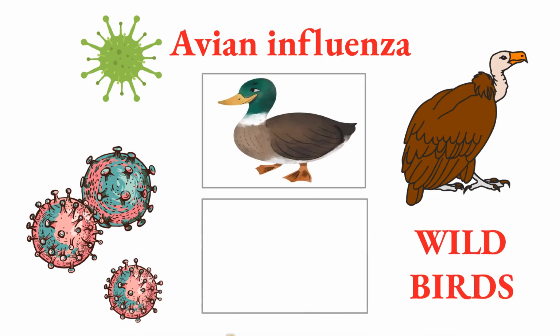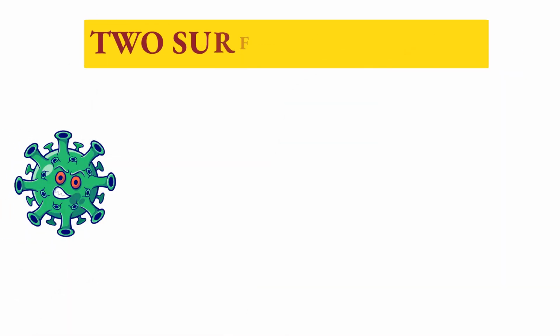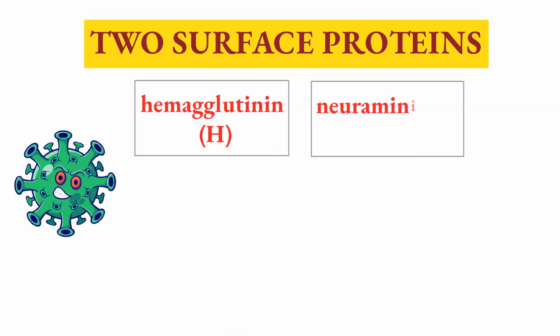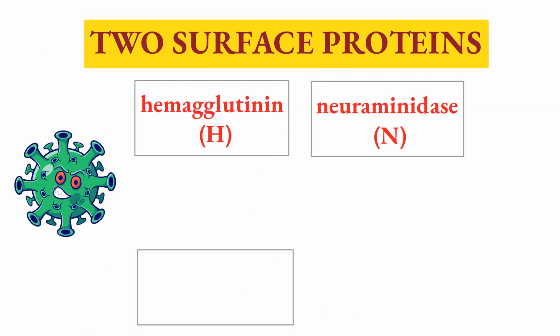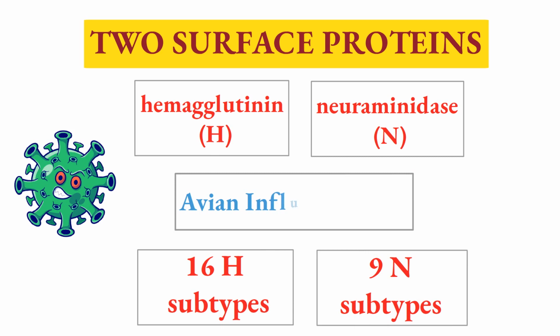Avian influenza is caused by influenza A viruses, which naturally circulate among wild birds, particularly waterfowl such as ducks and geese. These viruses are classified into subtypes based on two surface proteins, hemagglutinin (H) and neuraminidase (N). To date, 16 H subtypes and 9 N subtypes have been identified, giving rise to various avian influenza virus strains.